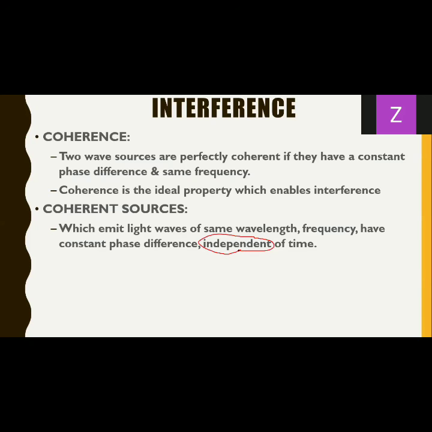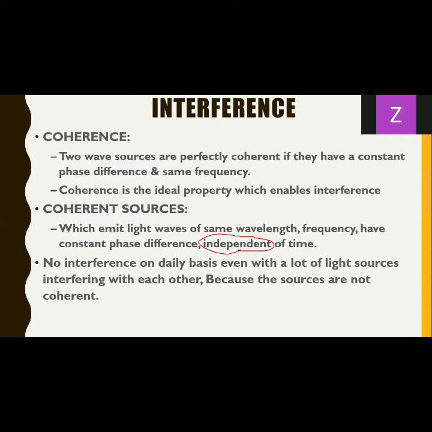Now coming back to the point, why are we not able to see interference on a daily basis? Because the most important thing is that the sources which we have are not coherent sources. The sources which we have are non-coherent sources, always. That's why even though a lot of light is interfering with one another, we are not able to see a proper interference pattern on a daily basis, because of this particular condition that the sources are not coherent.